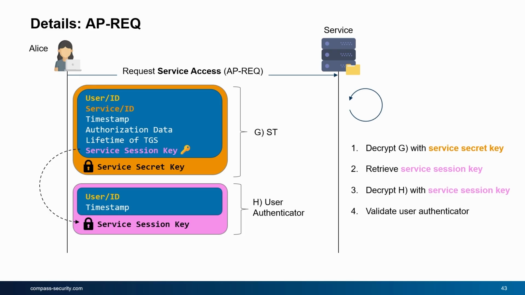So is it the same user as is contained in the service ticket, and is the timestamp fresh? And then the service can also look at the authorization data. It can extract it from the service ticket, look at the group memberships of the user and other attributes, and based on that decide whether or not the user should be granted access.